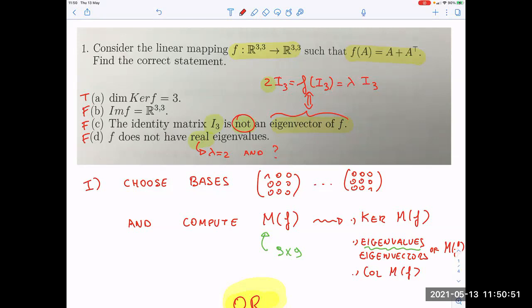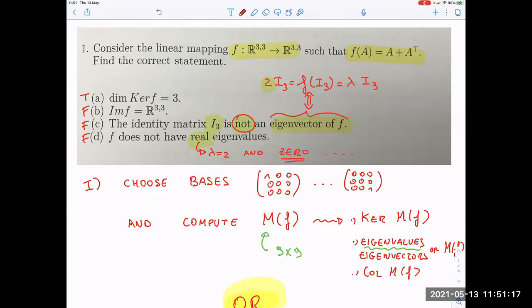Zero, exactly, because it is not injective. So also 0 is an eigenvalue of F. Then there could be the question, are there more? What are the other eigenvalues? Well, that's a different story. But for the time being, it's very easy to see that these two are eigenvalues, and so option D is false.